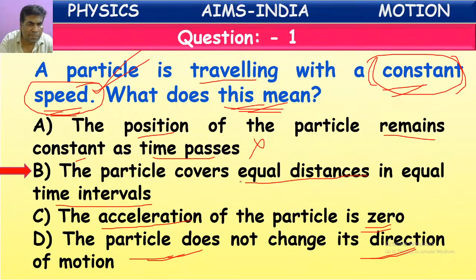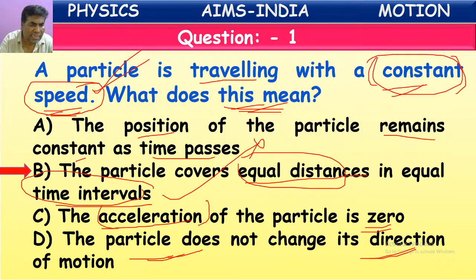What is constant speed? Equal distances in equal time intervals. That is the correct answer. Here, constant speed, because acceleration depends on velocity, not speed. So this is wrong. Here, a particle does not change its direction, because speed never depends on direction, because speed is a scalar. This is also wrong. So B is the correct answer. Very good, children. Let's go to the next question.